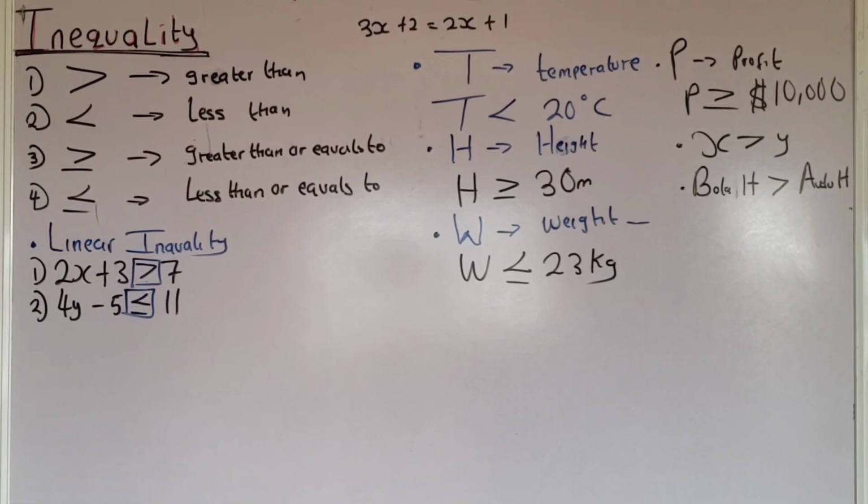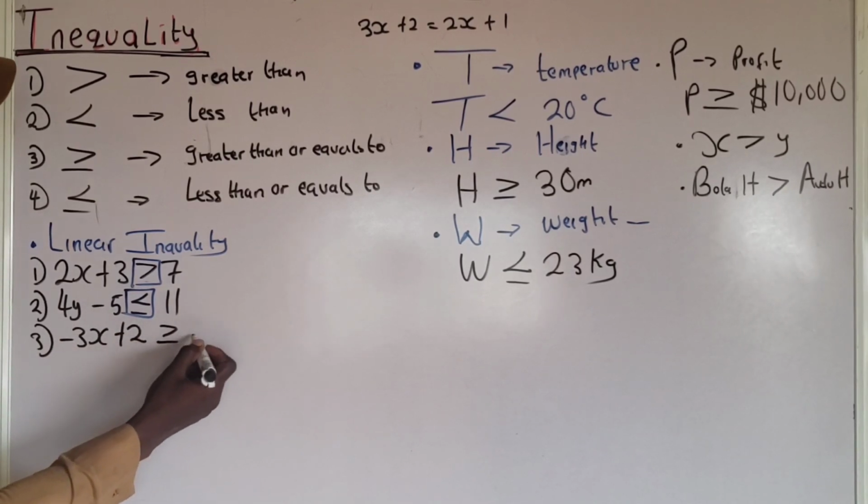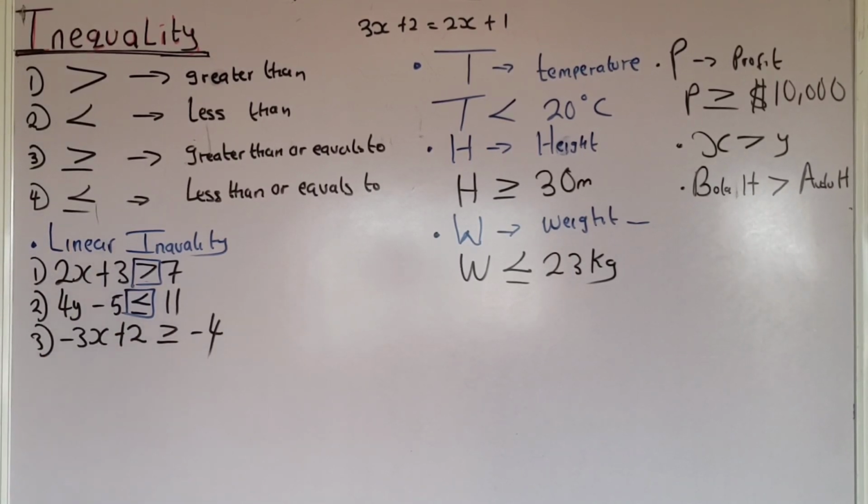Now another one is negative 3x plus 2 is greater than or equals to negative 4. So these are examples. You can have many examples. Just think of more examples and drop them in the comment section. I'm going to check. So these are examples of linear inequality.